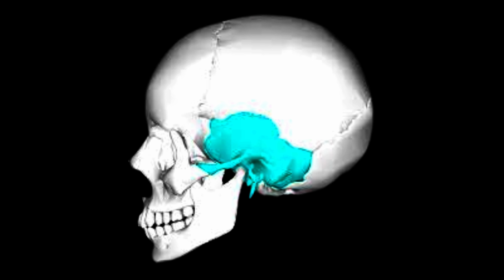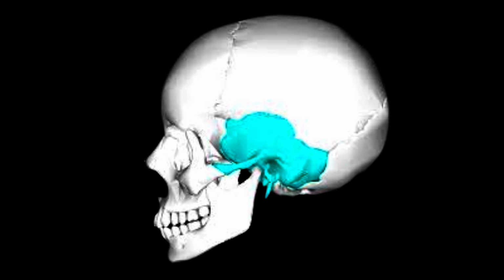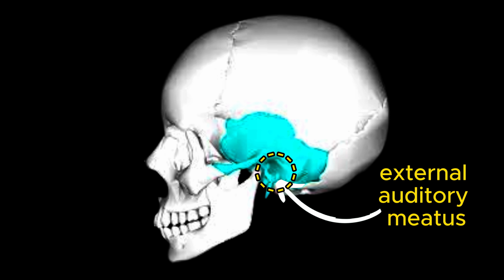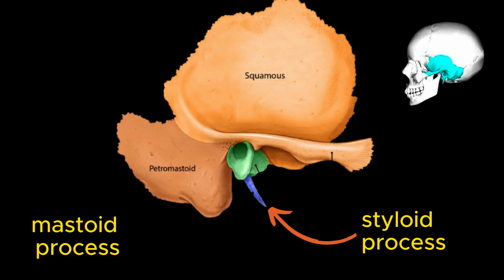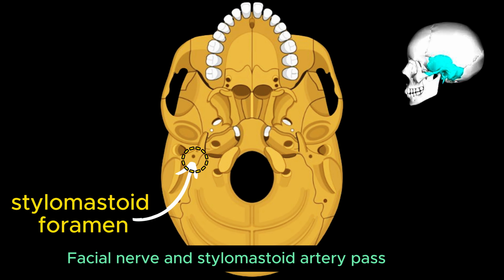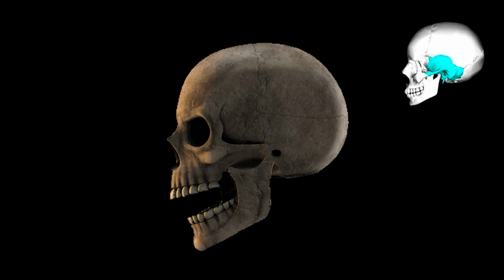The temporal bones. They comprise of the squamous part and the petrous part. The squamous part has the zygomatic process, which contributes to the zygomatic arch. It houses the external auditory meatus, the ear, the mastoid process, styloid process, the stylomastoid foramen, which allows passageway of the facial nerve, and the stylomastoid artery, and the mandibular fossa, which contributes to the formation of the temporomandibular joint.